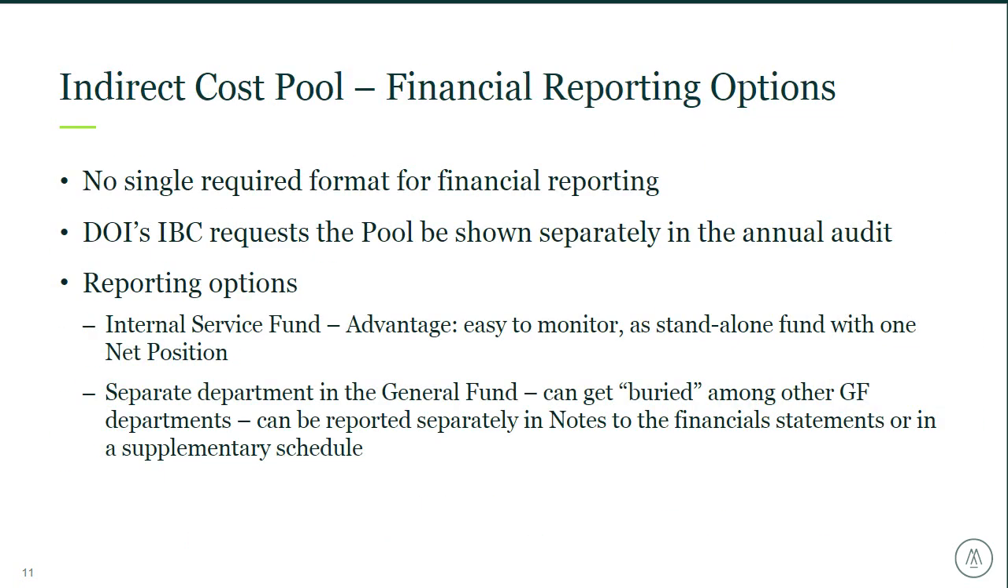So in relation to the indirect cost pool, one of the other areas, other than what types of costs are in there, is how do you account for them in your accounting system? Where do they fall in the accounting system? And the uniform guidance doesn't really prescribe how you do the accounting for them, and there's a couple of different options that we'll talk through here. First and foremost, though, is that the Department of Interior has requested that your indirect cost pool expenses do get shown separately somewhere in your annual audit.